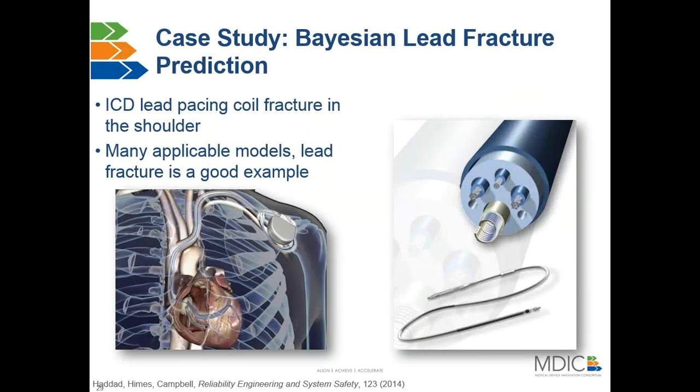So I'm going to go through just a quick example to sort of ground everyone on an example that might be able to utilize these methods. And it's related to predicting of ICD lead fractures. So an ICD lead creates a shock when the person goes into fibrillation, and there can be cases where these leads can fracture in the shoulder region where your arm is moving, and this can have clinical consequences.